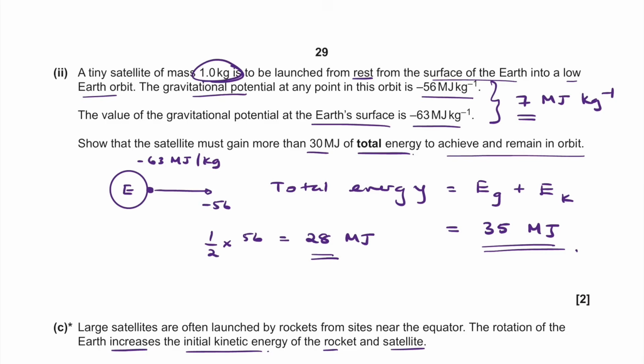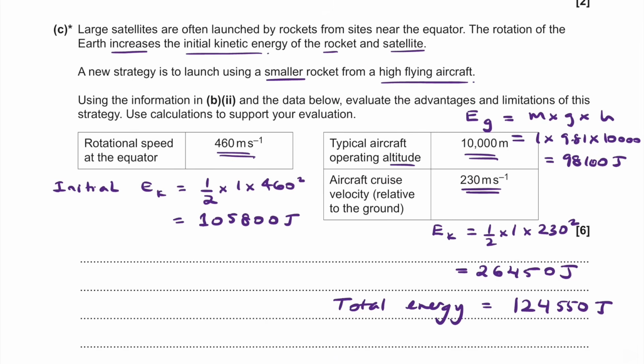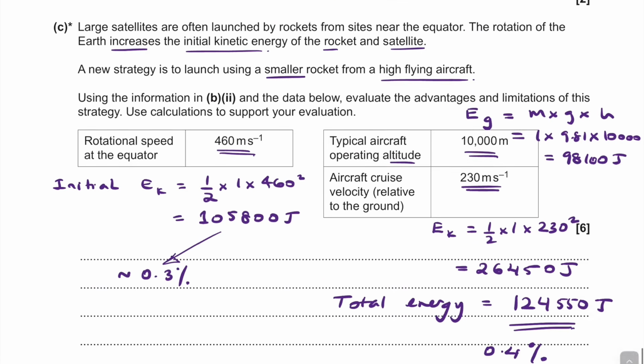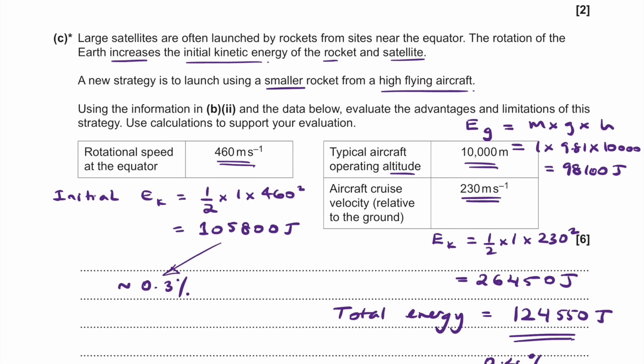That's the total energy. If we compare the initial kinetic energy, that is roughly about 0.3% of the total required. And if we compare the total energy over here to the one in part BII, we end up getting about 0.4% of the total. Okay, so that's going to form a lot of marks in my 6 marker here.